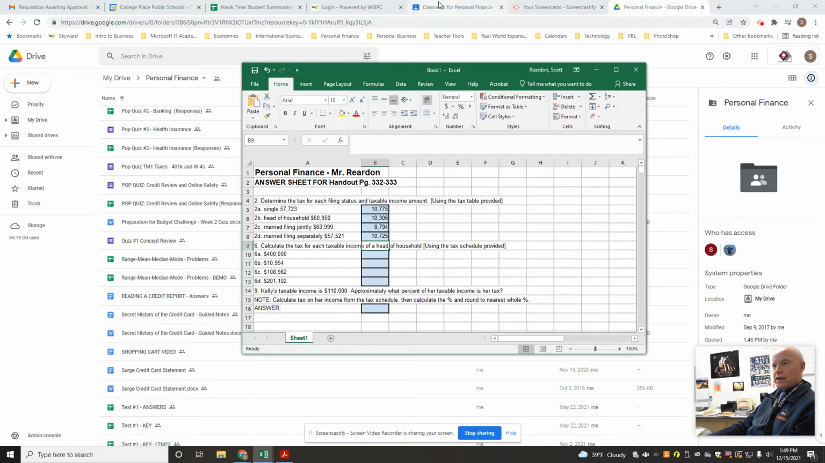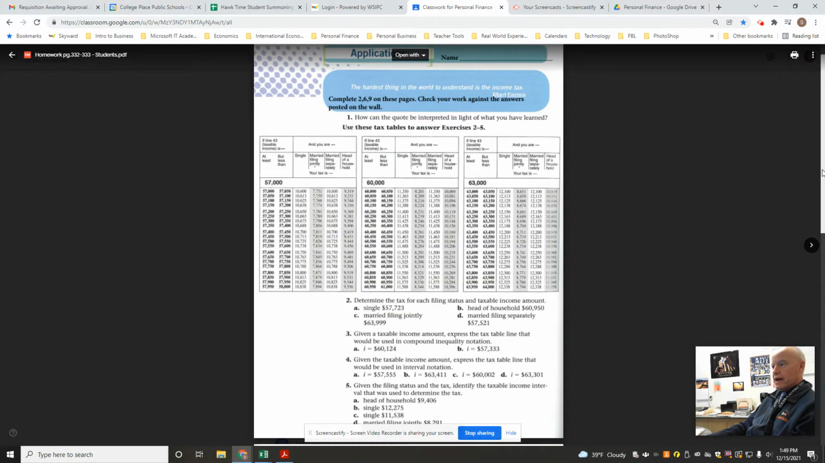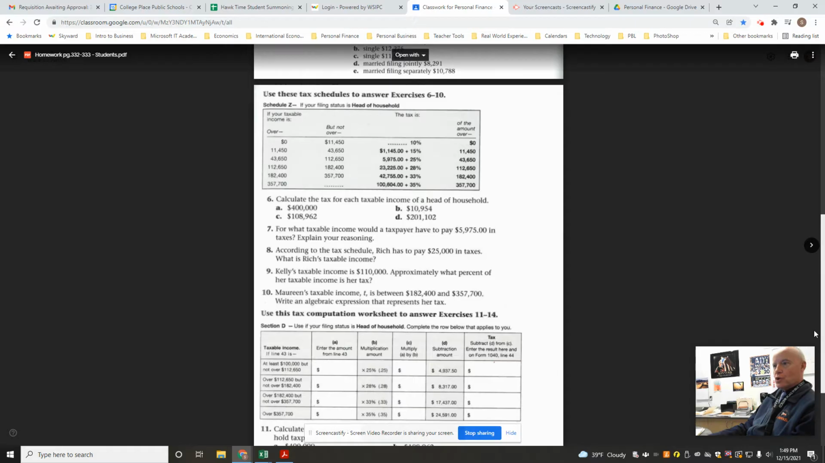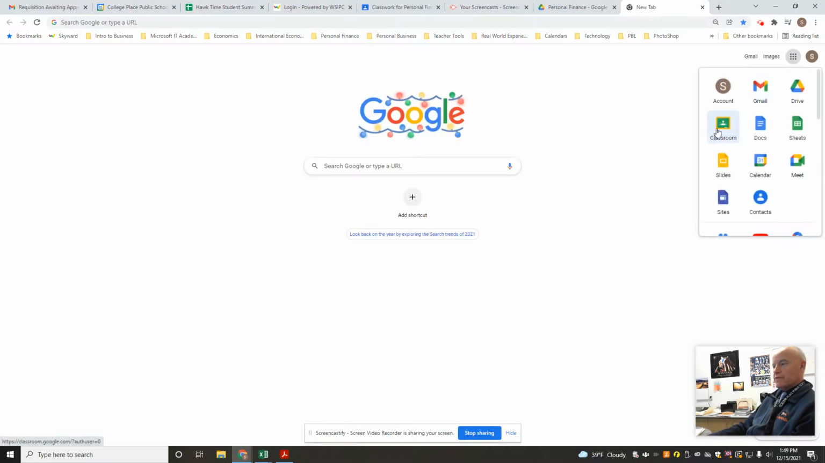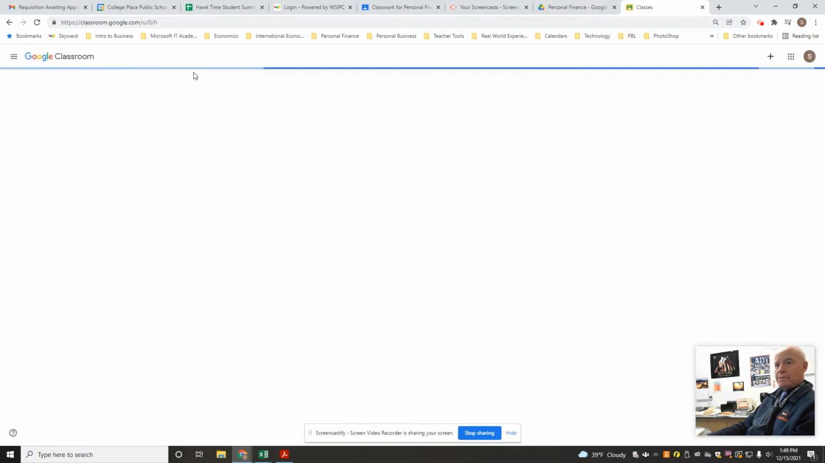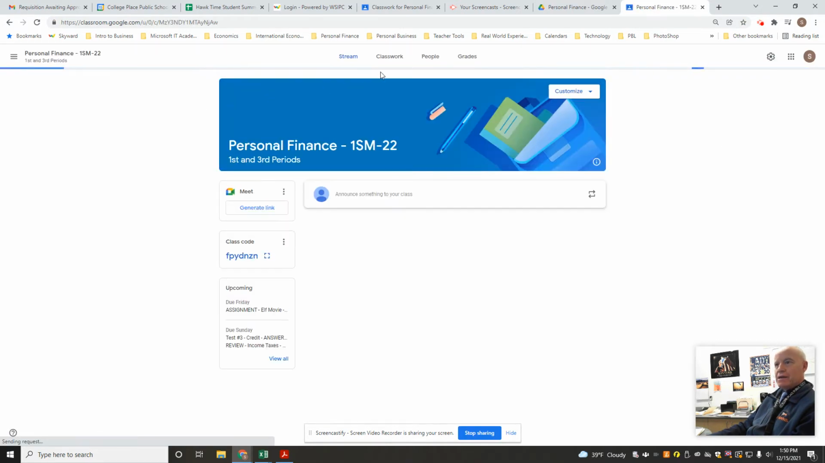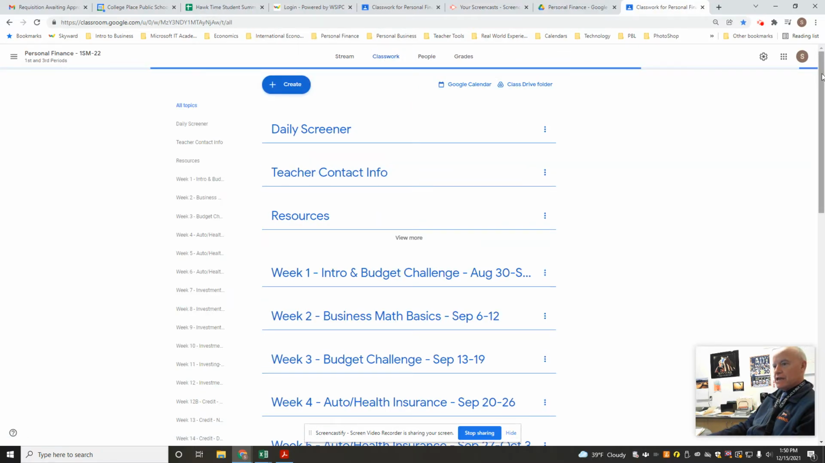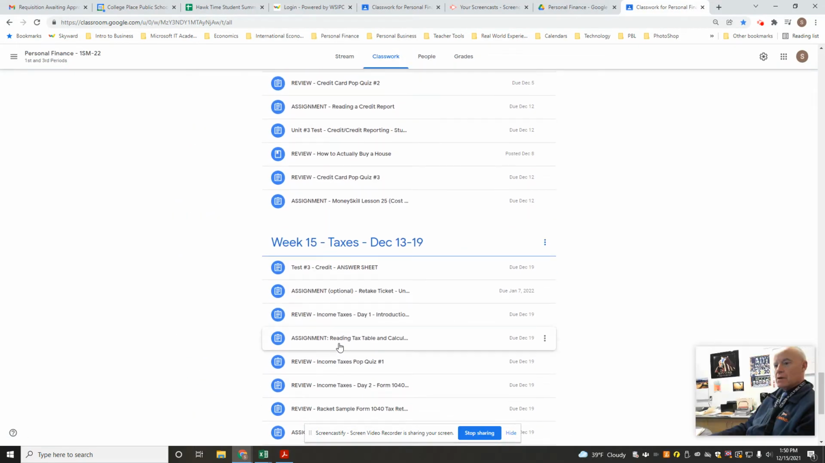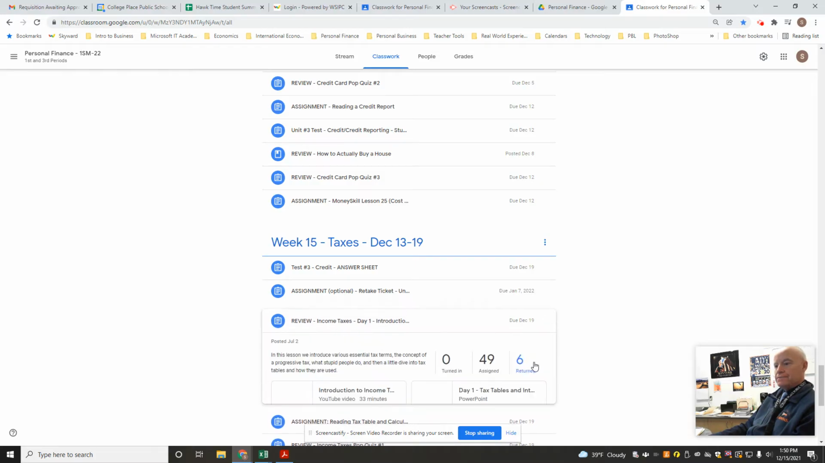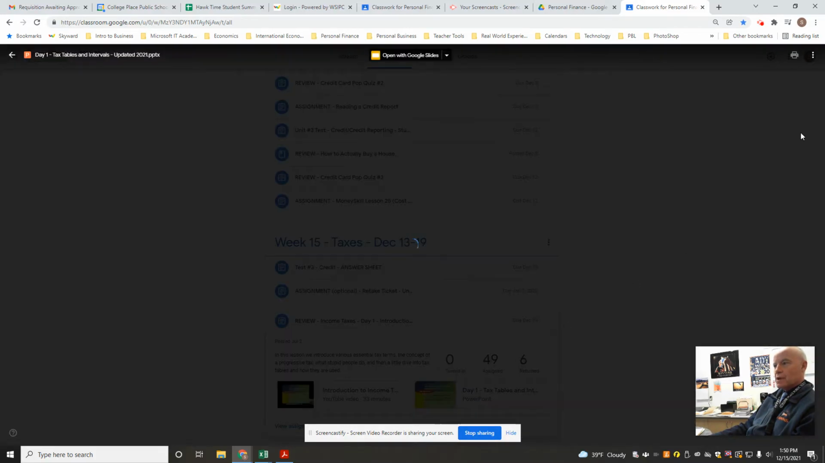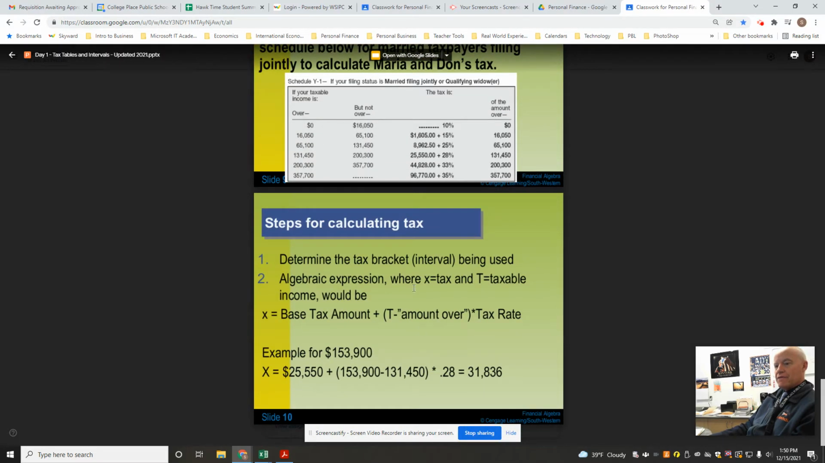Next, we're calculating the tax. We're going to use our tax table like so. One thing you might want to do is pull up the slide from the week 15 presentation, income taxes day one, in the PowerPoint. Pull up the slide that corresponds with this information and follow this cookbook, if you like, on how to calculate your tax.